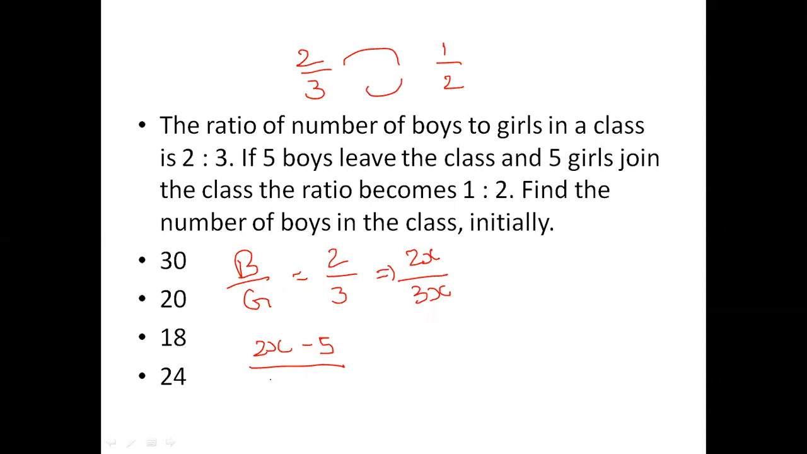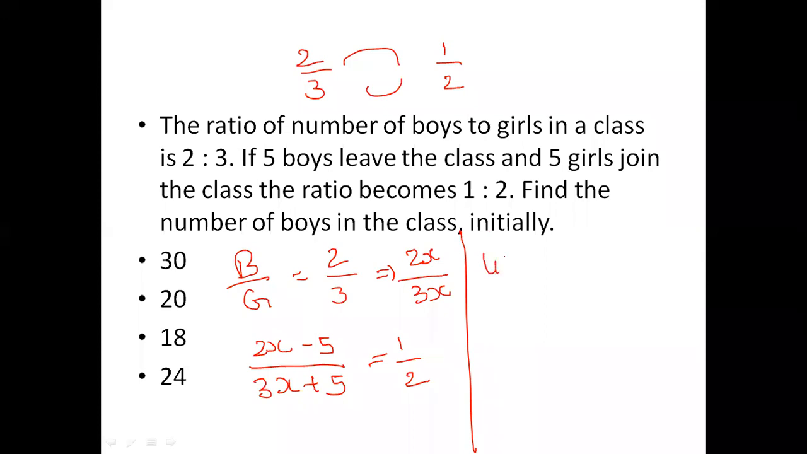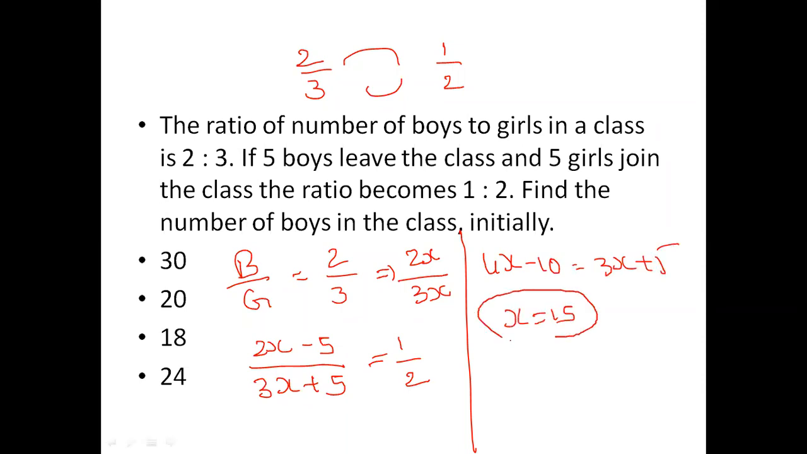Now for the denominator, you represent it like this: 3x plus 5, because girls are represented in the denominator and 5 girls are joining the class. If that is the case, what is the new ratio? New ratio is 1 by 2. So just cross multiply and try to find the answer, guys. 2 times (2x minus 5), that is 4x minus 10, is equal to 3x plus 5. So 4x minus 3x, the value is x, and that is equal to 15. So x is equal to 15.